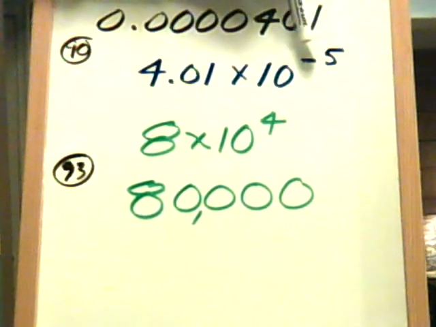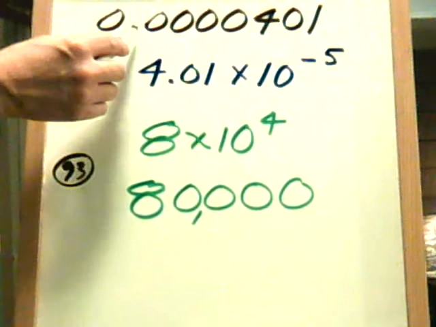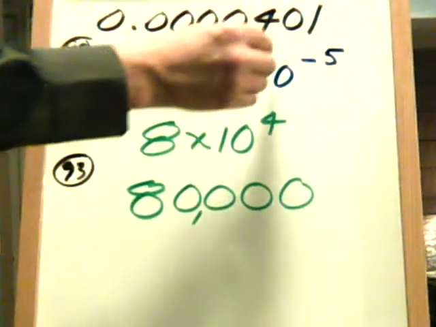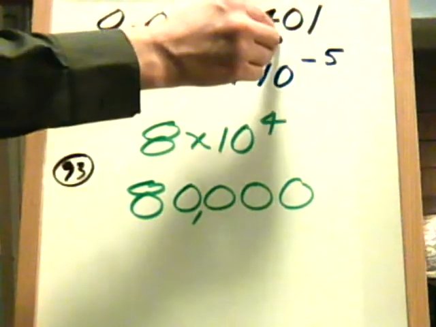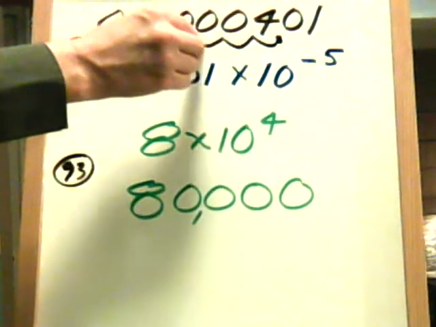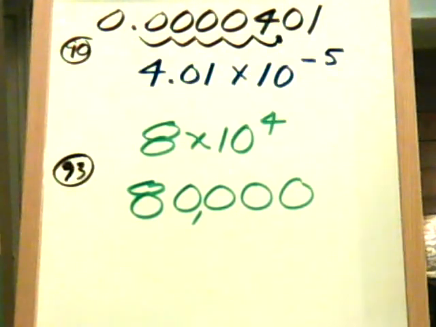Now, how did you know it was -5? Well, we know it's negative because it starts with a 0. And this is how we know it's 5. This is where the decimal is. This is where we're putting it. How many spaces is that? 1, 2, 3, 4, 5. So that's where the 5 came from.